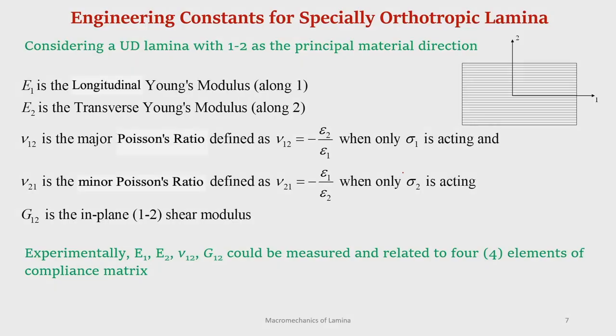Now let us consider a unidirectional lamina. 1 2 is the principal material direction. What is principal material direction? 1 is the longitudinal direction of the fiber, 2 is the transverse direction of the fiber. So E1 is called the longitudinal Young's modulus. That means Young's modulus along 1 is E1, which is also known as the longitudinal Young's modulus.